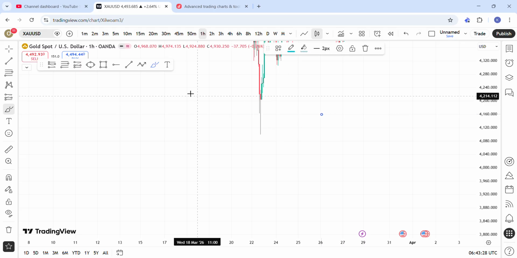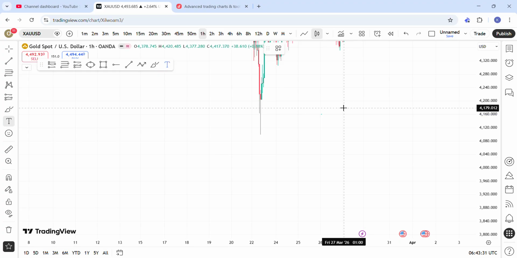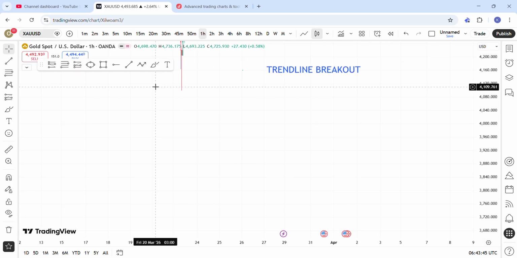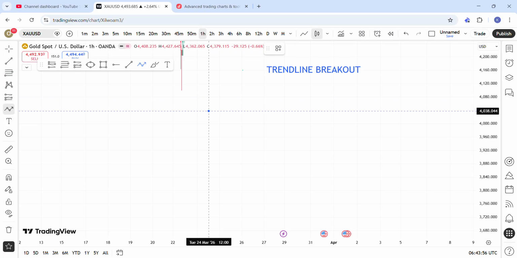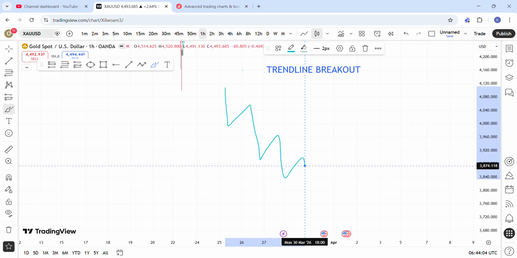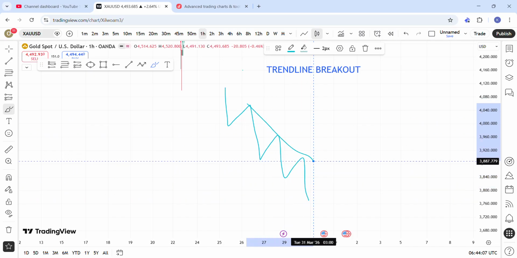So we have trend line breakout, which is the same thing too. See the way it works here. There are two ways to trade trendline breakout. Firstly is this. This is a normal price chart movement of a trend line connecting two of them.